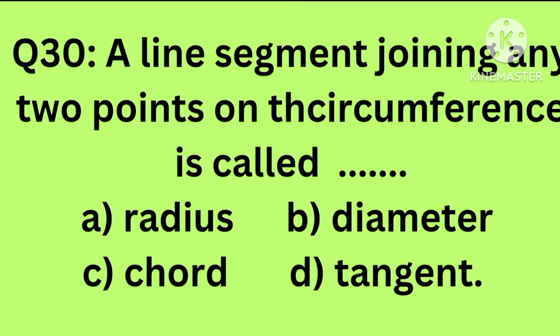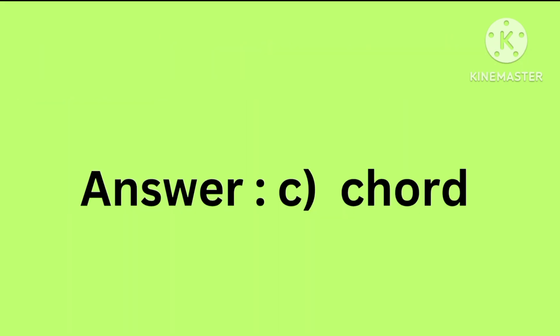Question number 30. A line segment joining any two points on the circumference of a circle is called radius, diameter, chord, tangent. By the definition of chord, a line segment joining any two points on the circumference is called a chord. The correct answer is chord.